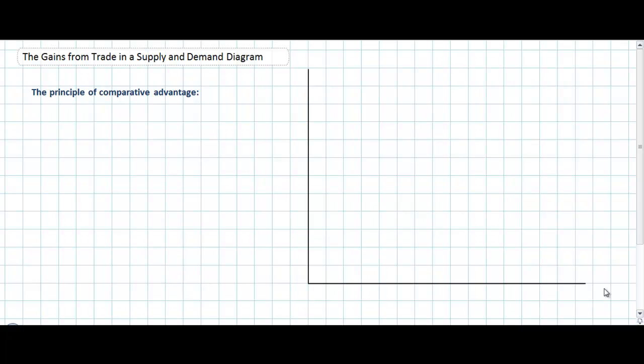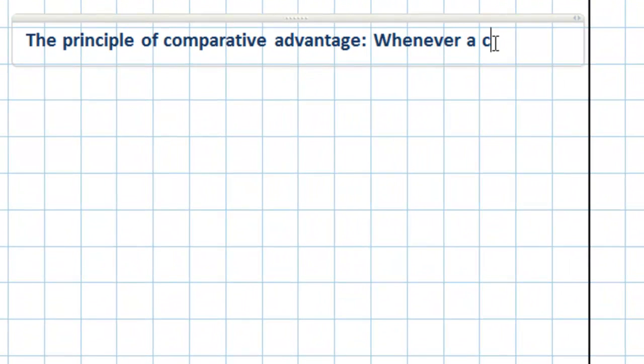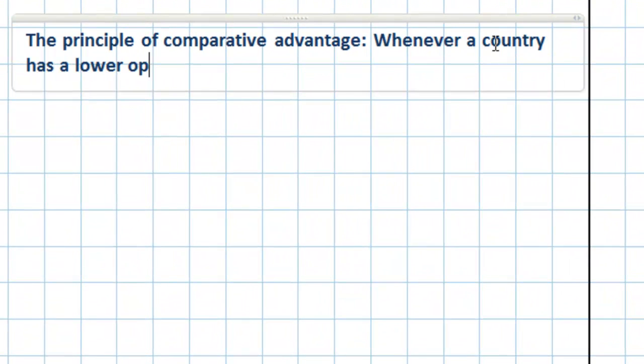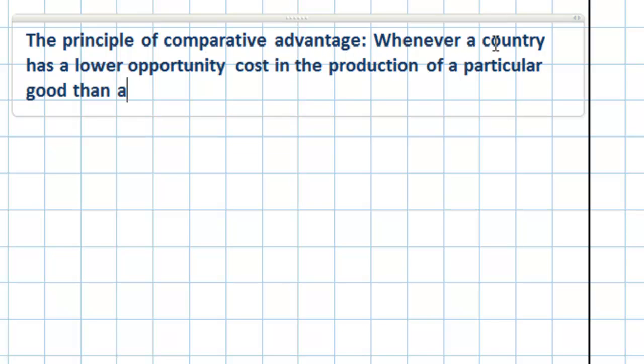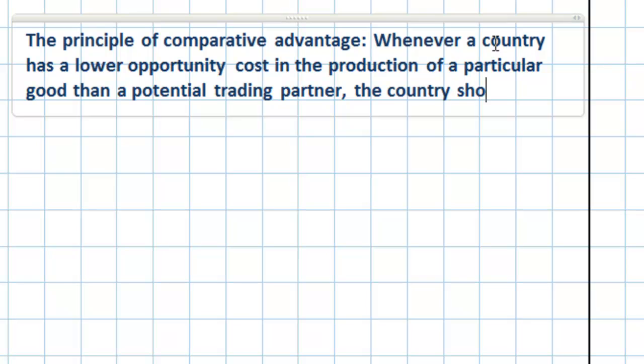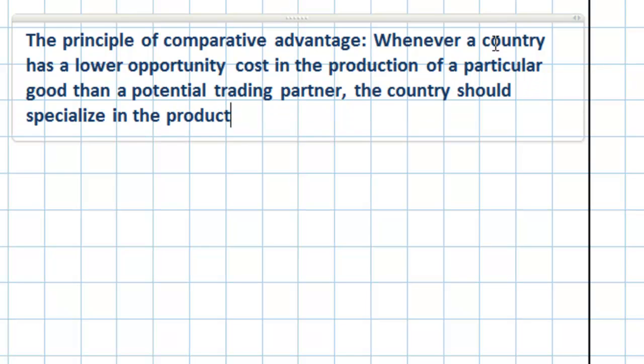A basic economic concept in the study of international economics is that known as the principle of comparative advantage. We're going to start with the definition of what this principle relates to and discuss briefly how it applies to trade between nations. So the principle of comparative advantage basically says that whenever a country has a lower opportunity cost in the production of a particular good than a potential trading partner, the country should specialize in the production of that good in trade with other countries.